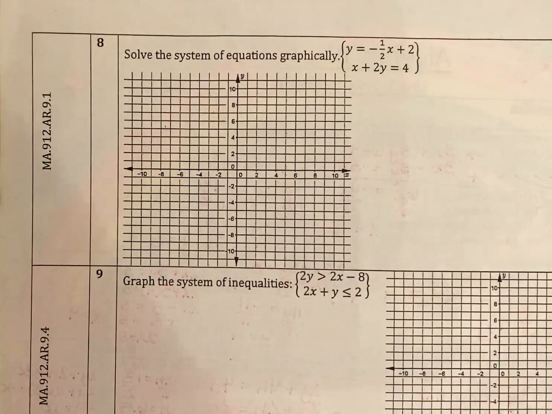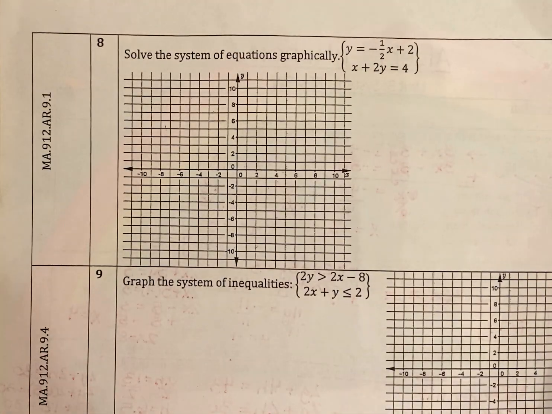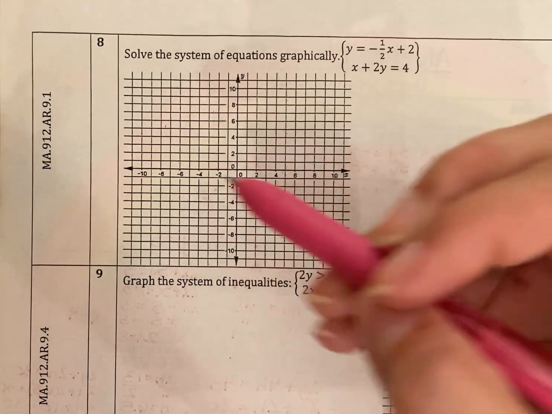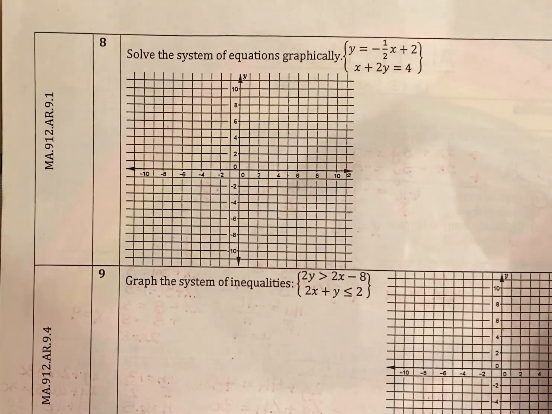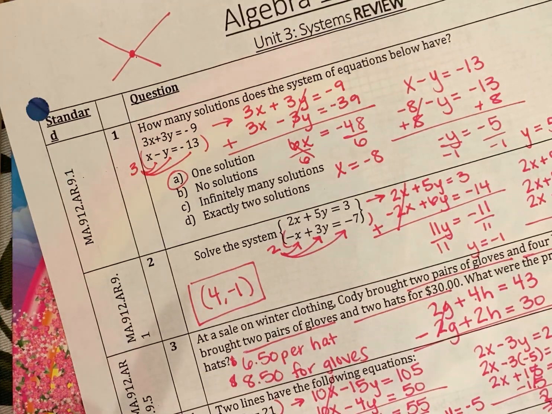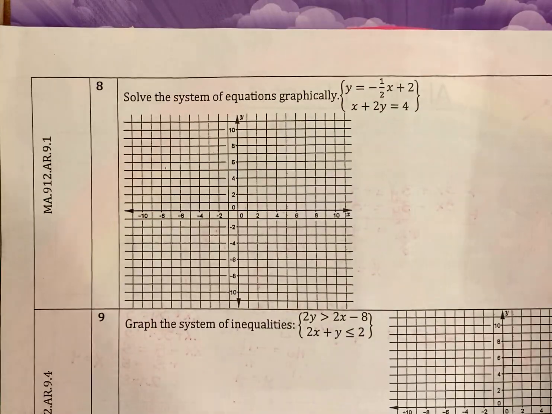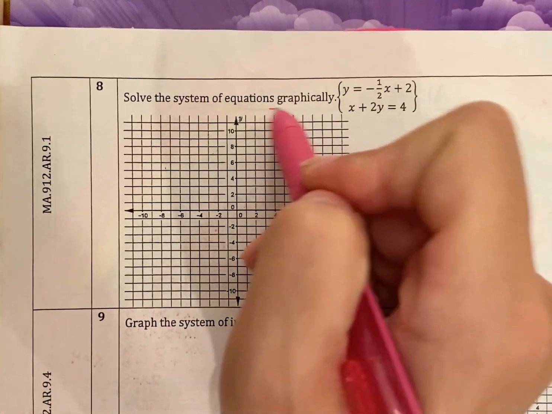Number 8. This is solving systems using graphing. So if I'm providing you with a graph, I want to see the graph. This is a test. I want to see that you can use each method. I don't even know if we've done substitution at all. So since it says graphically, I want to see the graph.